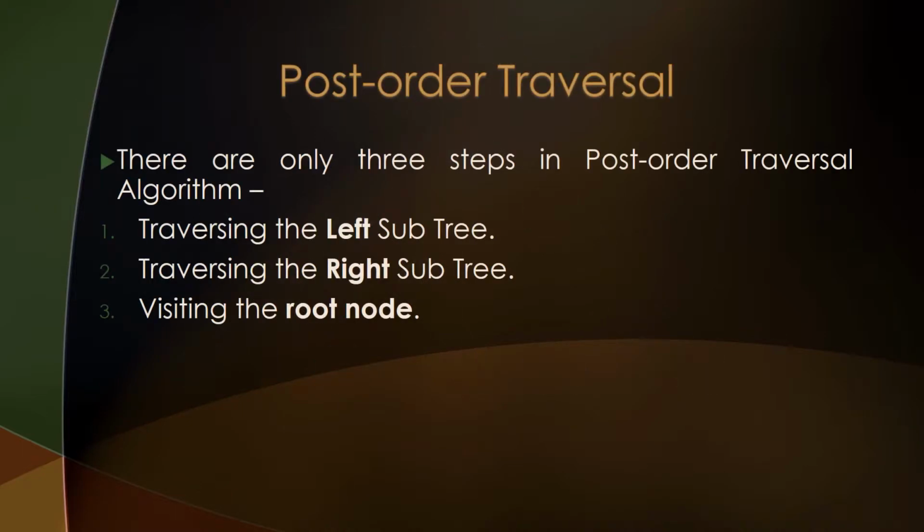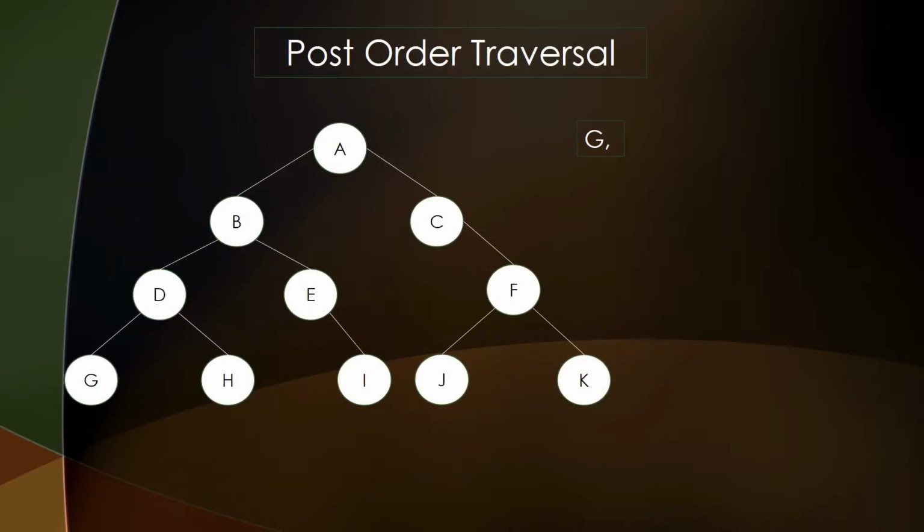Now, the three steps in the post-order traversal algorithm are as follows. First, we need to traverse the left subtree, then we will traverse the right subtree, and finally we'll be visiting the root node. So now let's begin step by step. As I stated in the previous slide, the first step is to traverse the left subtree. So we'll move down until we reach the leaf node of the tree.